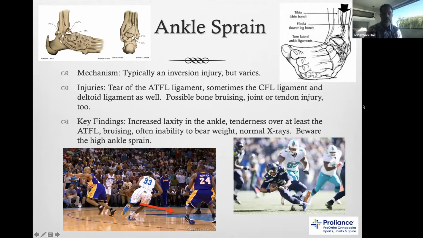The key findings are significant laxity of the ankle, swelling, tenderness, bruising, and oftentimes an inability to bear weight initially. And if it's bad enough and you end up with an x-ray, then those x-rays are essentially normal. The one thing I do make note of is beware of the high ankle sprain. That's sort of a different player here. The typical sprain is the one that happens down low. The high ankle sprain is the one above your ankle joint, if you will, between the tibia and the fibula bones.